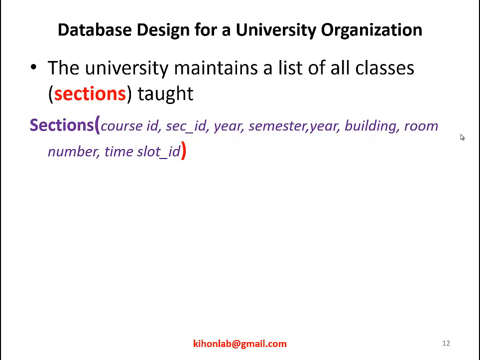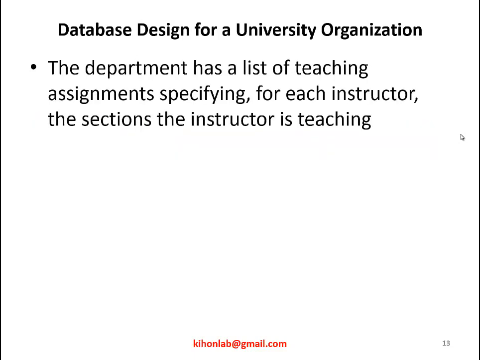University maintains a list of all classes taught. So for regular classes, the whole data has to be maintained by the university. So the sections or the list of classes are identified by course ID, section ID, year, semester, building, room number, time slot ID, etc. Now next thing comes, we can elaborate this further. The department has the list of teaching assignments specifying for each instructor the sections the instructor is teaching.